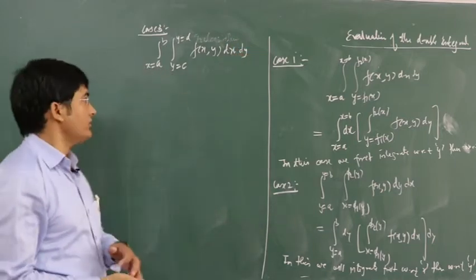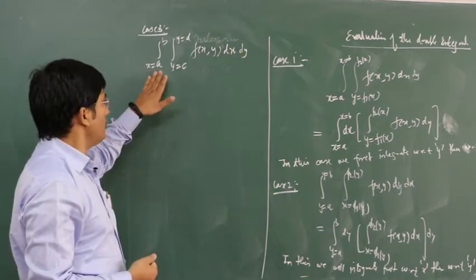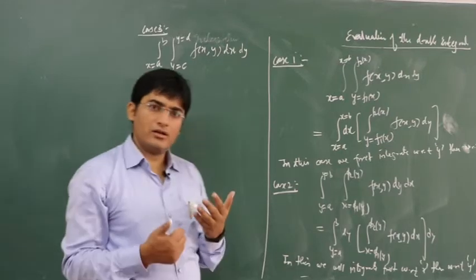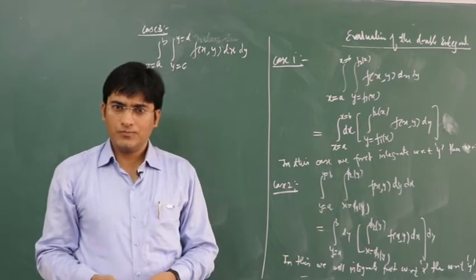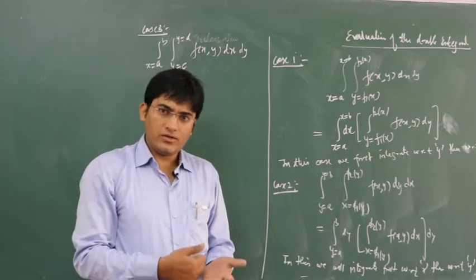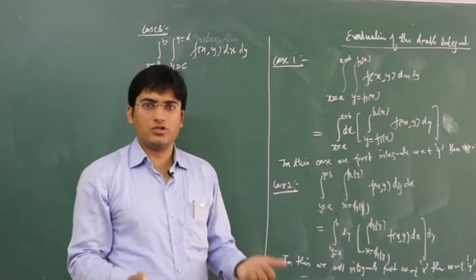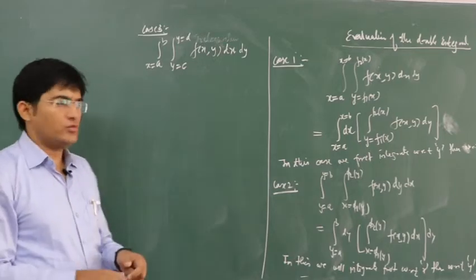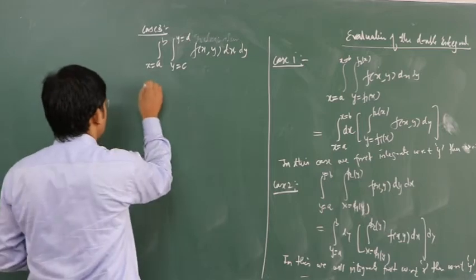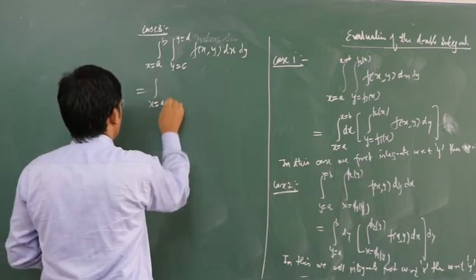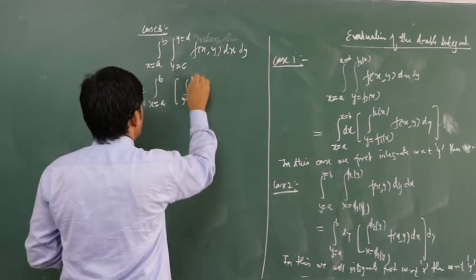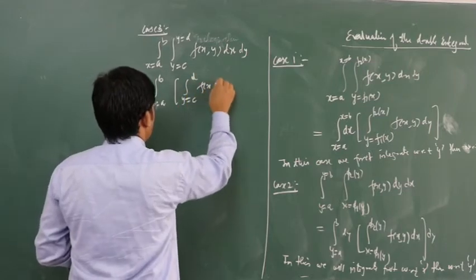Here you can see that our limits of x and y are both constant. So in this case we can integrate first with respect to x, then with respect to y, or vice versa, first with respect to y and then with respect to x. If your limits are constant, then you can integrate with respect to either one. So in this case we can write it as x equal to a to b, y equal to c to d, f(x,y) dy.